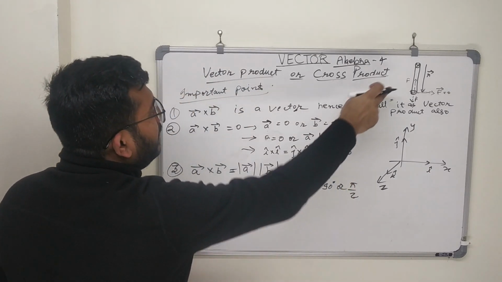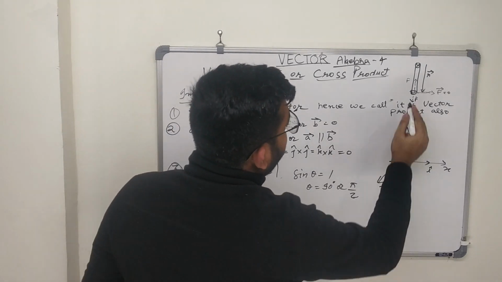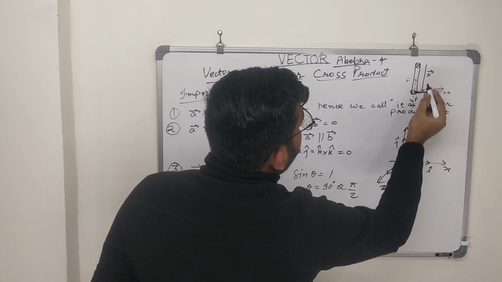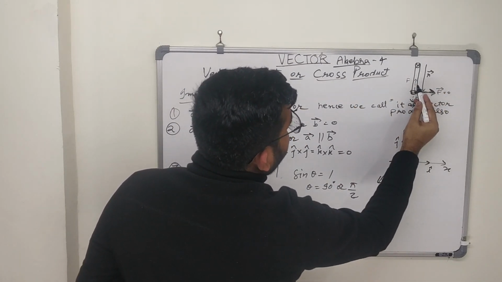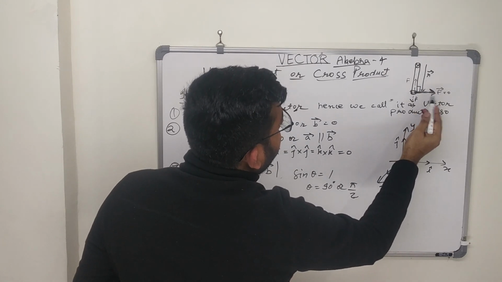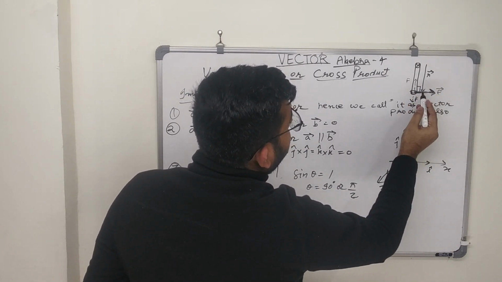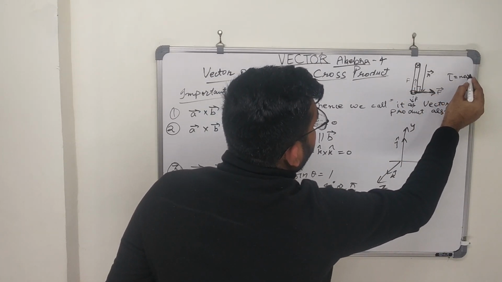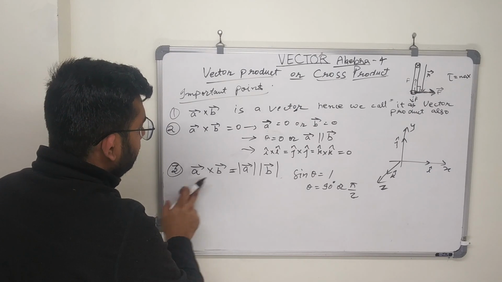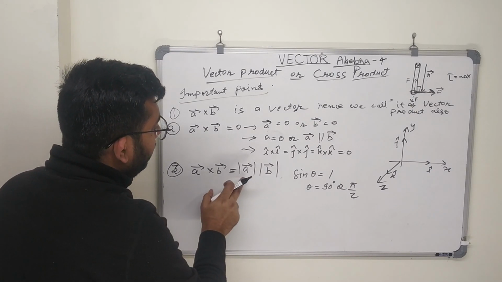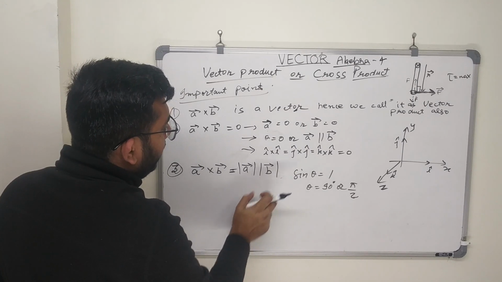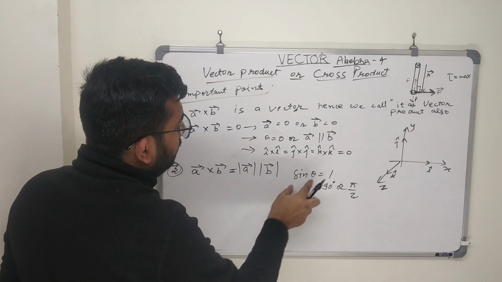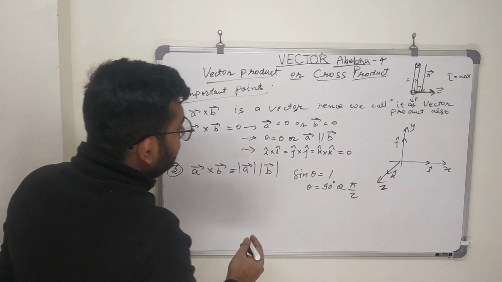इसको भी आप सिमिलर एग्जाम्पल से समझ सकते हैं that in this case the torque will be maximum when the force is applied perpendicular to the direction of r vector, that is the angle between the r vector and f vector is 90 degree. In that case the torque will be maximum. So by this you can conclude that a vector cross b vector will be equal to magnitude of a vector into magnitude of b vector when theta is equal to 90 degree, and sin theta will be obviously 1.